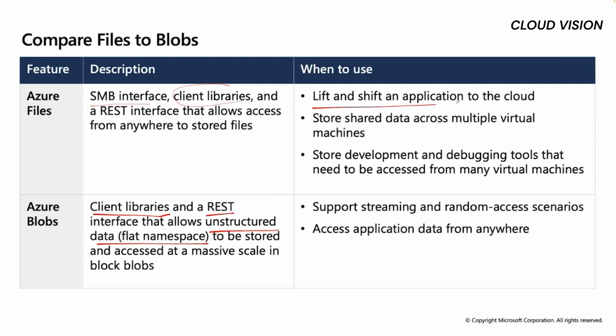And when to use it. If you want to lift and shift an application to the cloud, store shared data across multiple virtual machines, or store development and debugging tools, you can use Azure Files. But if you need it for streaming purposes or random access scenarios, or even accessing application data from anywhere, then you use Blob.